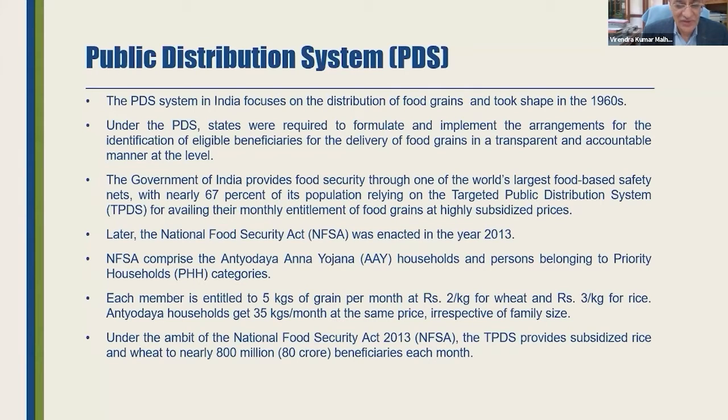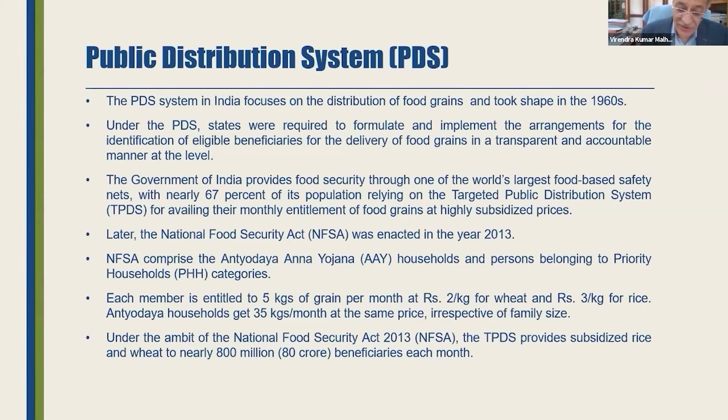In 2013, the National Food Security Act was enacted, and NFSA comprises the Antyodaya Yojana households and persons belonging to priority household categories. Here, each member is entitled to 5 kgs of grain per month at a highly subsidized rate of rupees 2 for wheat and rupees 3 for rice. Antyodaya households get 35 kgs per month at the same price, irrespective of their family size.